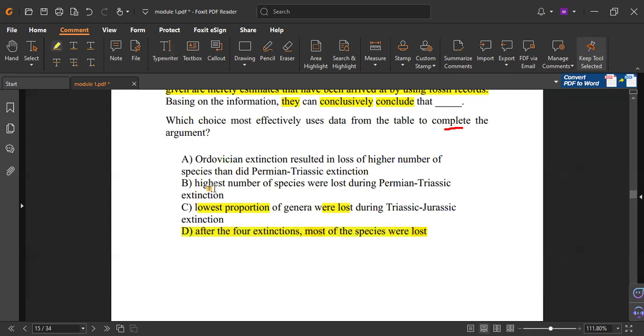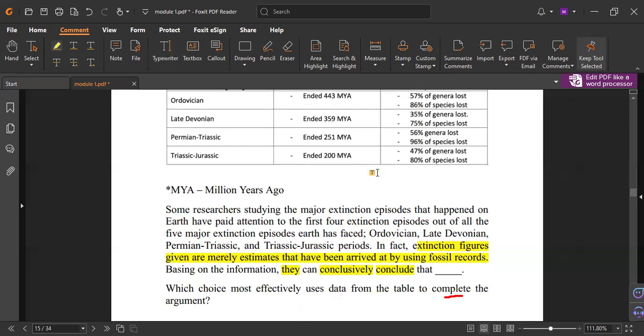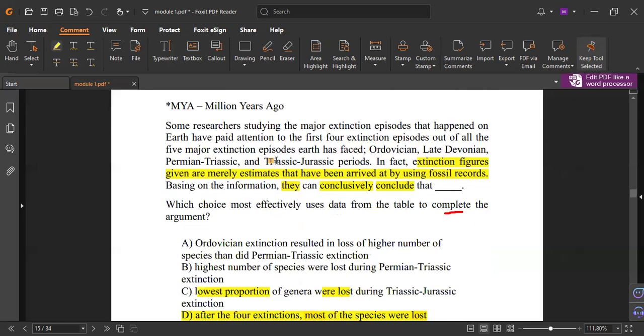Now let's see. Highest number of species were lost during Permian. What is Permian here? This one. Is this one the highest one? Yes. You see? It is 6. Yes or no? And here 57, here 56, but it's okay, but it's not 6. All right, but this does make sense for all of them. That's why they conclude for all the figures, not only one. That's why I'm telling you the briefest fact.